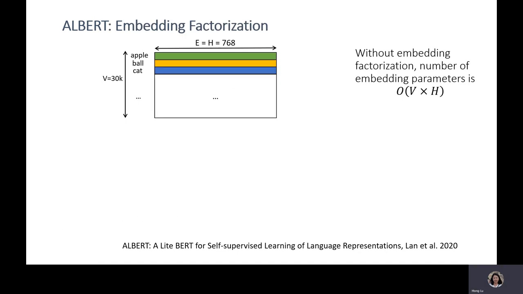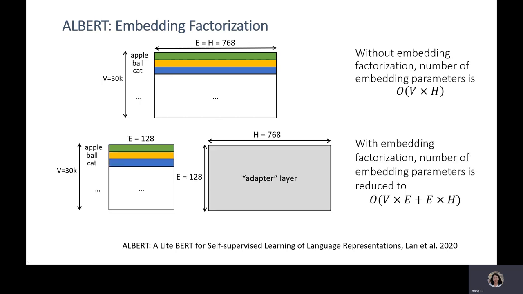Now let's take a closer look at embedding factorization. For all previous variants of BERT, the wordpiece embedding size E was always the same as the hidden layer size H in order to perform matrix multiplication. And this makes the embedding matrix unnecessarily large. They pointed out that the wordpiece embeddings are meant to learn context-independent representations, whereas hidden layer embeddings are meant to learn context-dependent representations. So instead of projecting the one-hot encoding vectors directly into the hidden space of size H, they first projected them into a lower dimensional space.